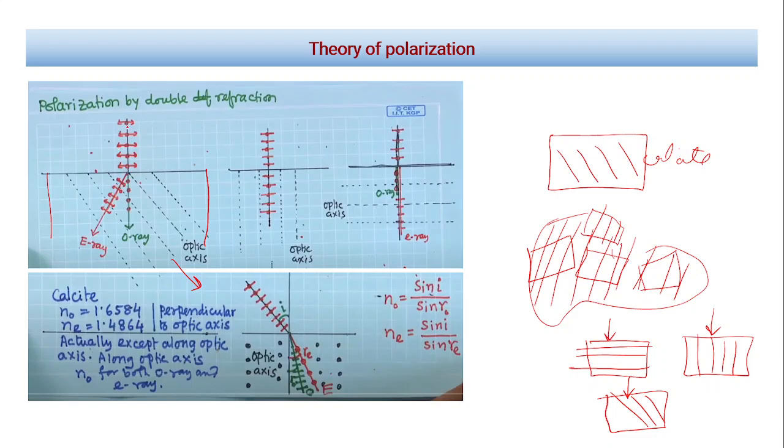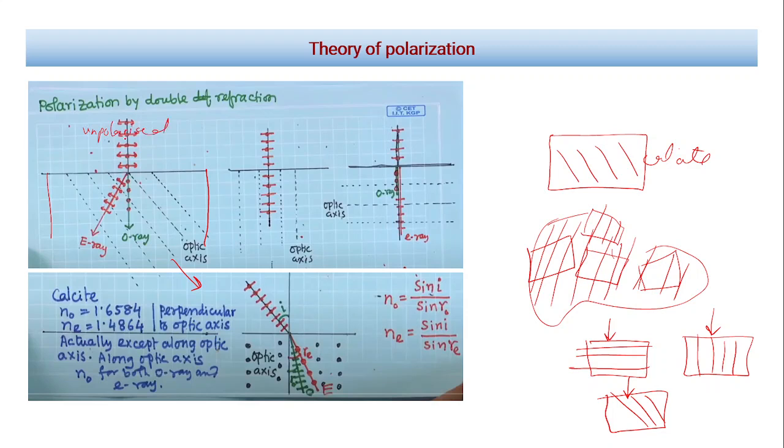How do we know this is unpolarized light? Because these arrows show the E vector is in this direction, and these dots show the E vector is in the plane also. That means this is not linearly polarized, because the E vector is in all possible directions. So this is unpolarized.